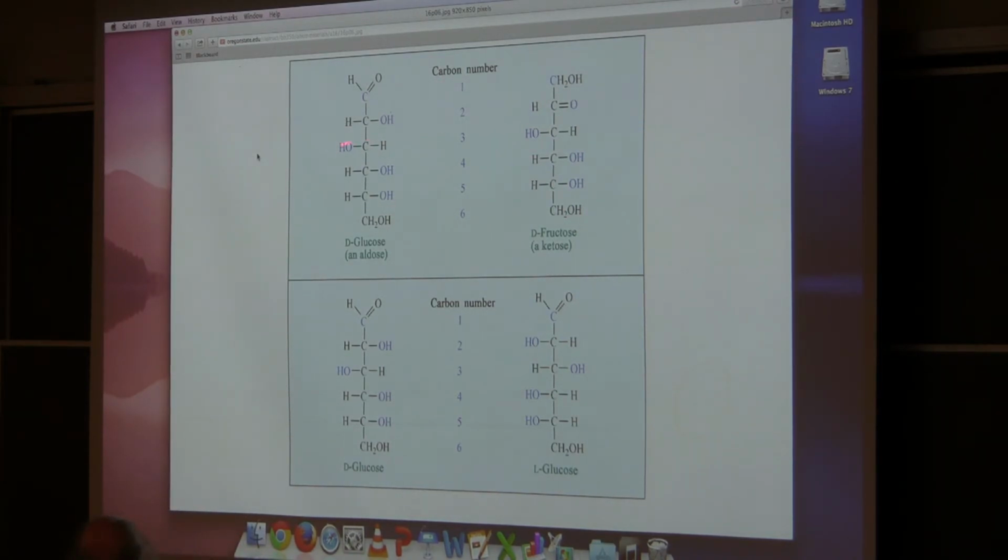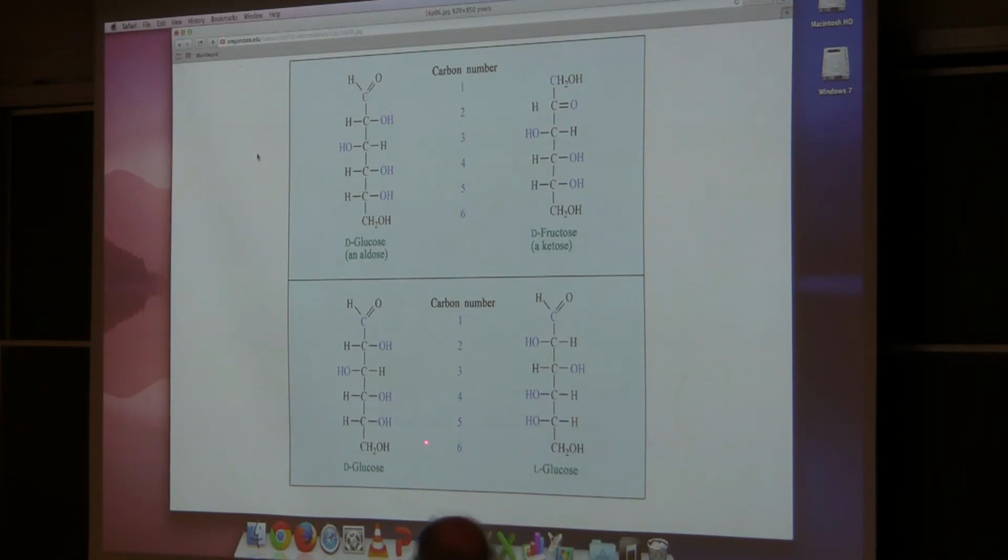These guys are not mirror images of each other because, for example, A, that's a ketone and that's an aldehyde, so that would rule it out. But it's also not a mirror image with respect to the other things. We have left, left, we have right, right, we have right, right. Those have the same configuration. That's not mirror imaged.